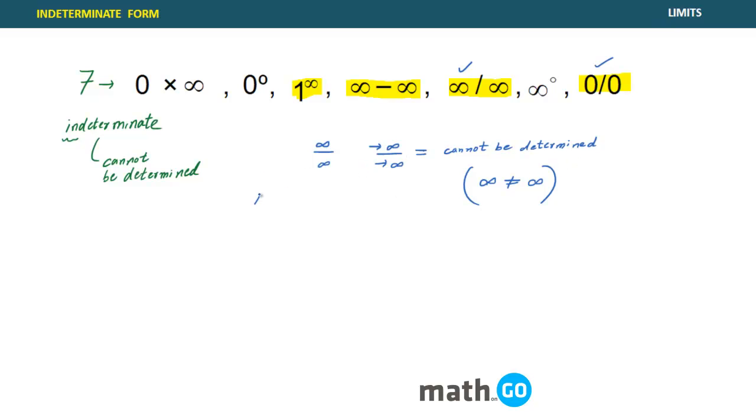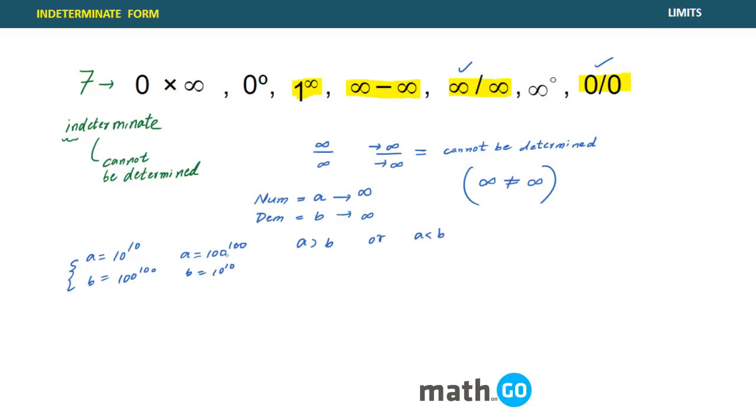For this problem, let the numerator infinity be a, and the denominator infinity be b, right? I do not know which infinity is greater, whether a is greater than b or a is less than b. For somebody, the definition of infinity for a would be 10 raised to power 10. For somebody it would be 100 raised to power 100, and in some other scenario it will be the other way around. Anybody can define infinity in their own terms, so we do not know whether the numerator or the denominator is greater.